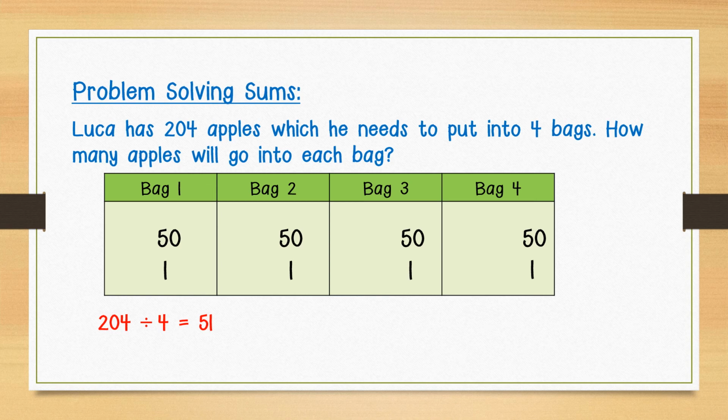Now we've got to write our number sentence. So our number sentence will be 204 divided by 4 is equal to 51. Please don't forget the sign. And then we will write, each bag will have 51 apples.